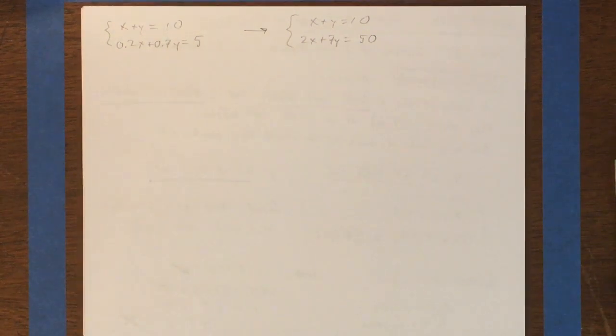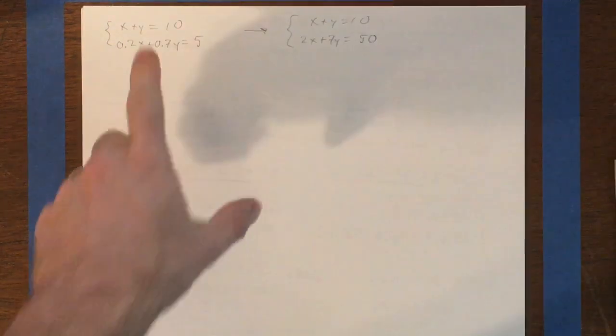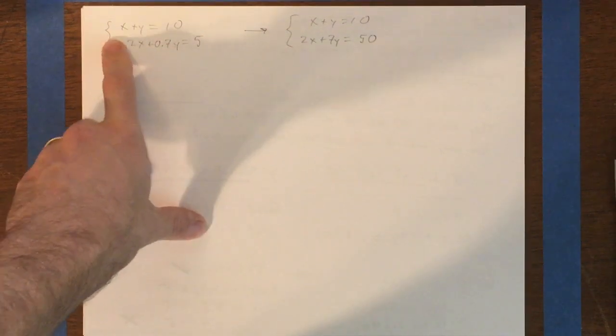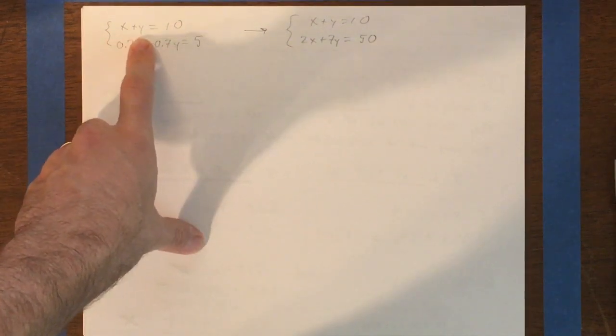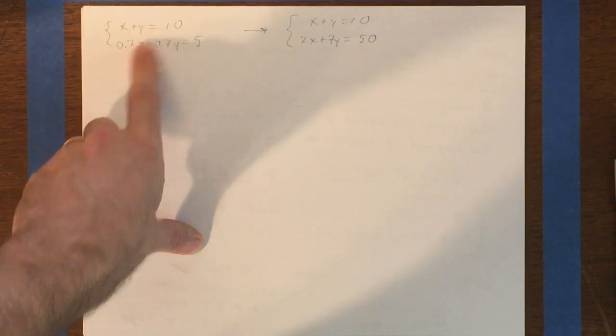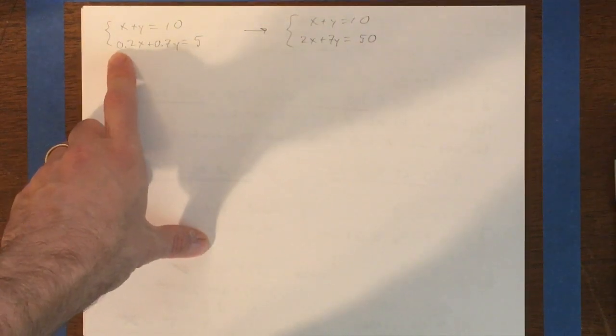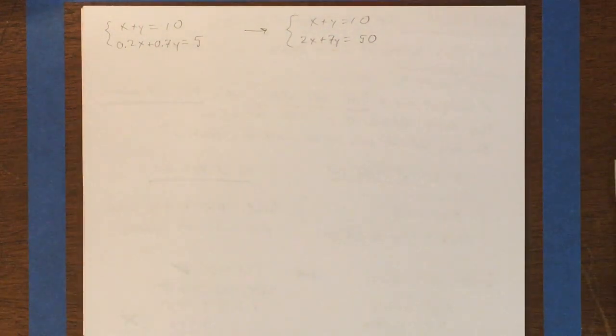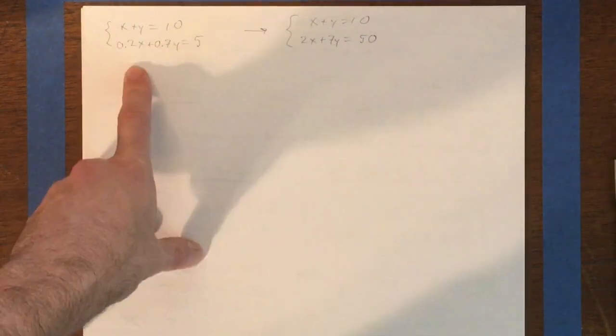All right, so this is a continuation of the mixture problem introduced in the first video. Here's the system of equations we came up with that represents the fact that the two quantities of salt solutions have to add up to 10 milliliters, and the 20% of one plus the 70% of the other has to add up to 50% of the 10. Now, we can simplify this a little bit.